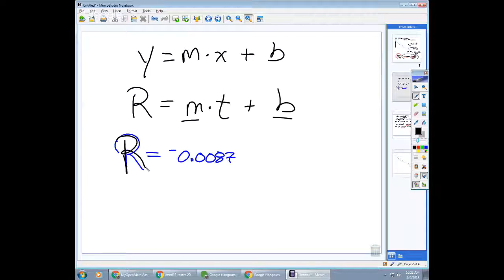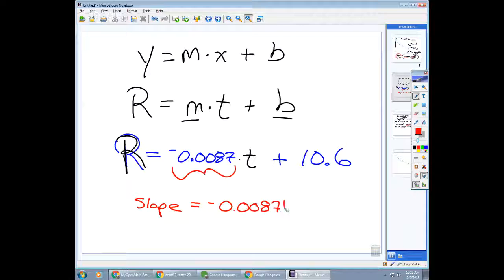Actually, I'm going to change colors here. Let's make that R black. We'll make the T black. And then we'll switch back to blue for the B. I think that was 10.6. So when I look at something like this, to identify the slope, it's just that number in front of the variable. So the slope here is just the number negative 0.00871. Since it's a slope, what I usually do next is, if it's not already a fraction, I just throw it over 1 so I can show a rise and run. And the 10.6 is the vertical intercept.